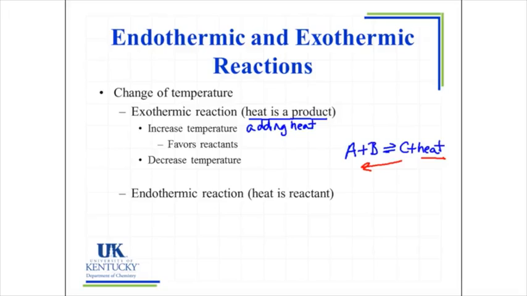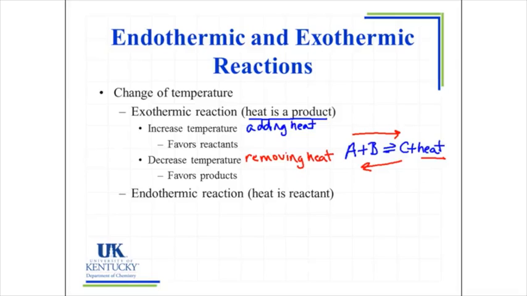The opposite is true if I decrease the temperature. If I lower the temperature, what I'm really doing is I'm removing heat. And when I remove heat, the reaction is going to need to respond in order to counteract that change. So heat is a product. I remove heat. My reaction is going to shift towards the right, towards the formation of more C. So in this case, it's favoring the products. And this is true for all exothermic reactions. If we increase the temperature, we'll favor the reactants. If we decrease the temperature, we'll favor the products. So that helps us with the exothermic reactions.